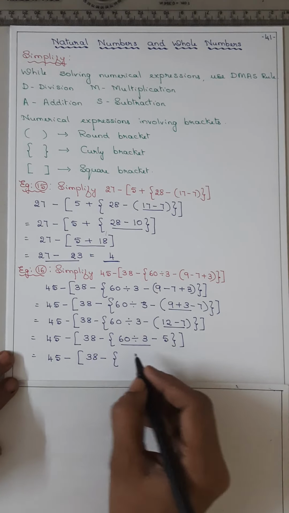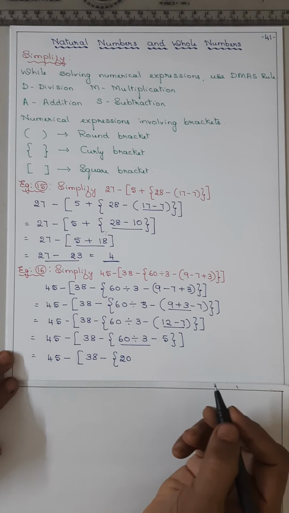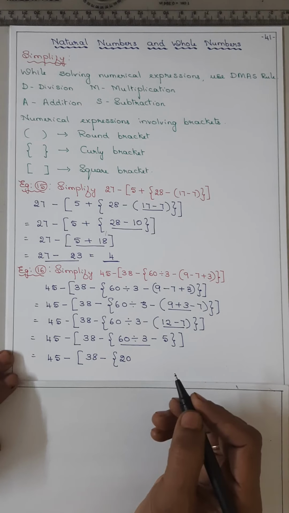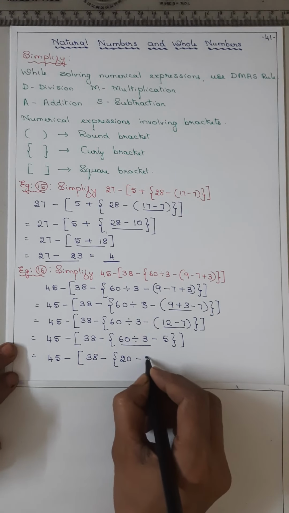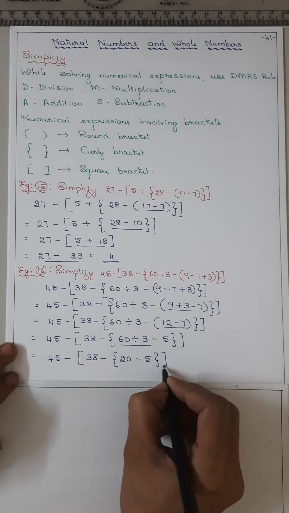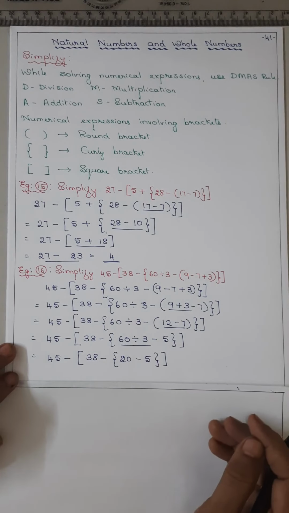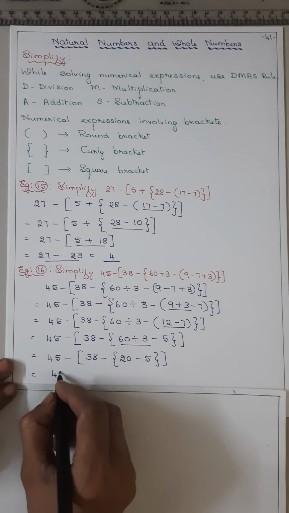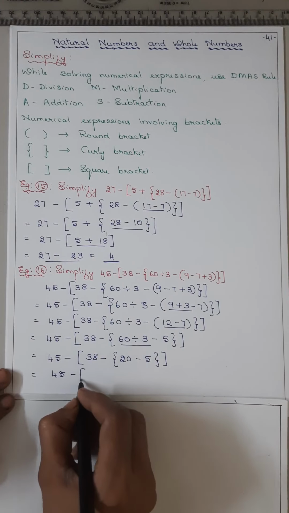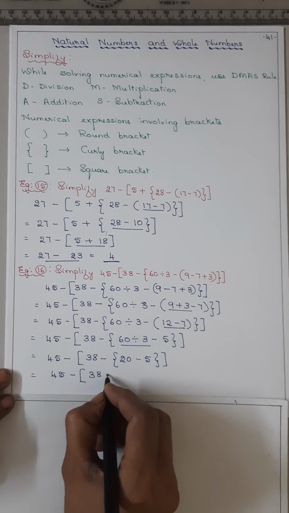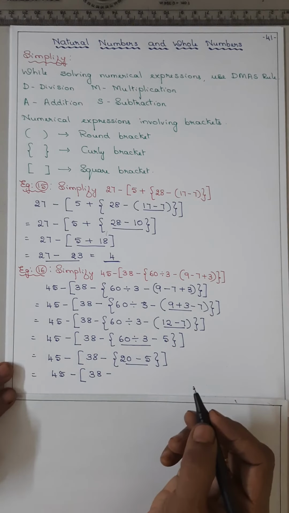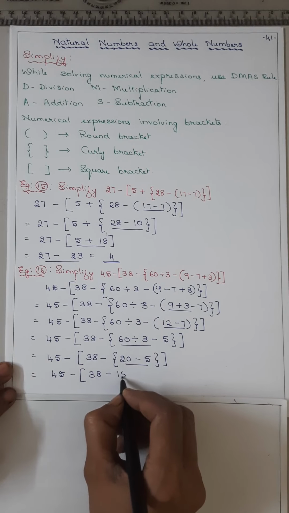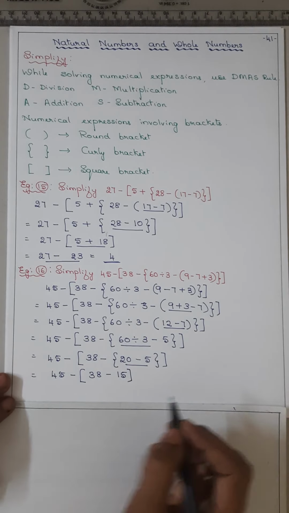3 twos are 6 and 0. So 3 twenties are 60. Isn't it? Minus 5. If you have difficulty, do 60 divided by 3 in rough work. Now 45 minus 38 minus 20 minus 5. Underline, you got how much? 15. So the curly bracket is gone.